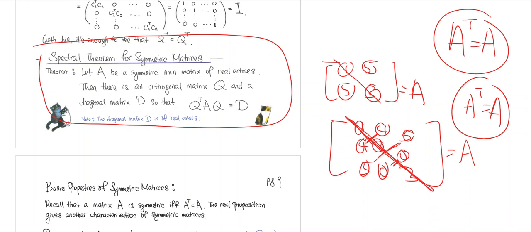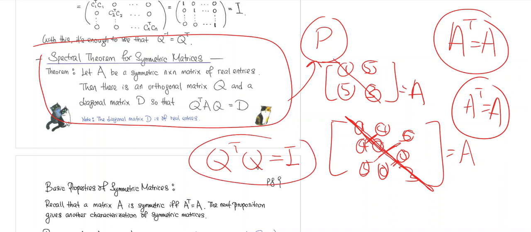And in fact, there's more. We also know that there exists a P such that P inverse AP equals D. We also know more about the structure of P. In fact, all these matrices P are orthogonal matrices. If a matrix Q is orthogonal, it means that Q transpose times Q is equal to the identity matrix, and that means Q inverse is actually Q transpose. So these are called orthogonal matrices.